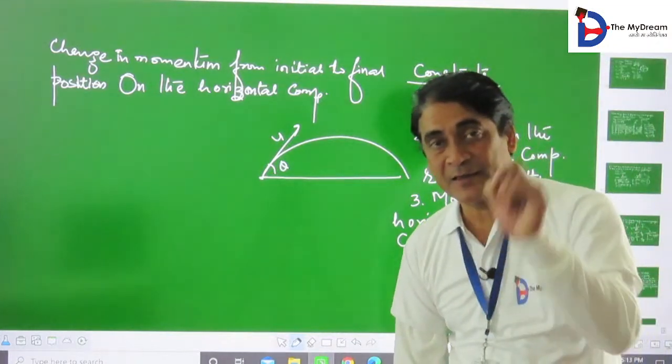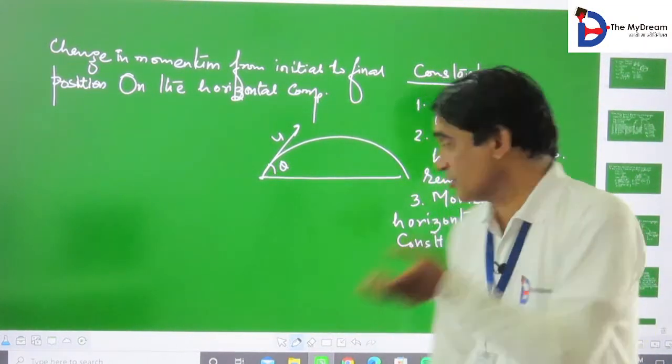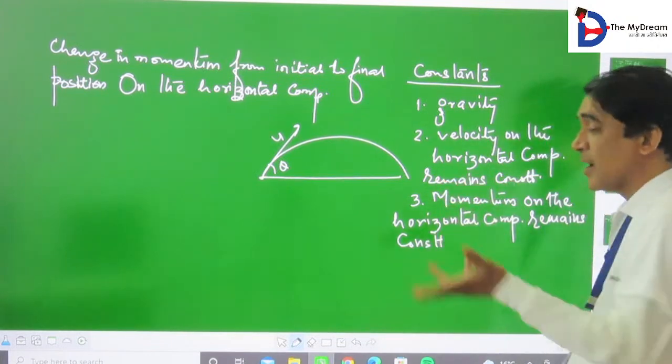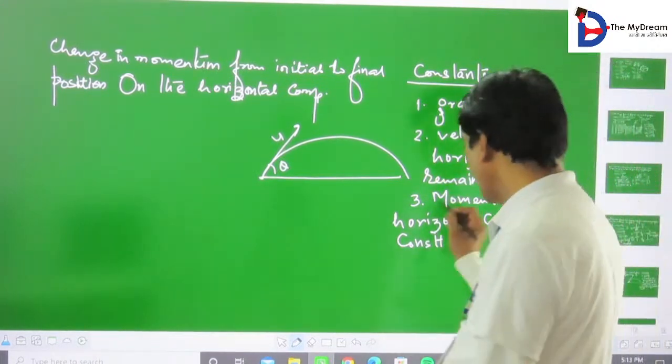Momentum is defined as the product of the mass and its velocity. Velocity तो already constant है, horizontal component, mass into velocity, तो momentum भी constant.